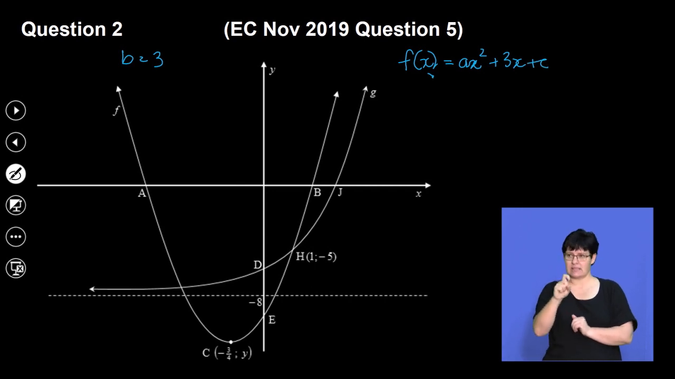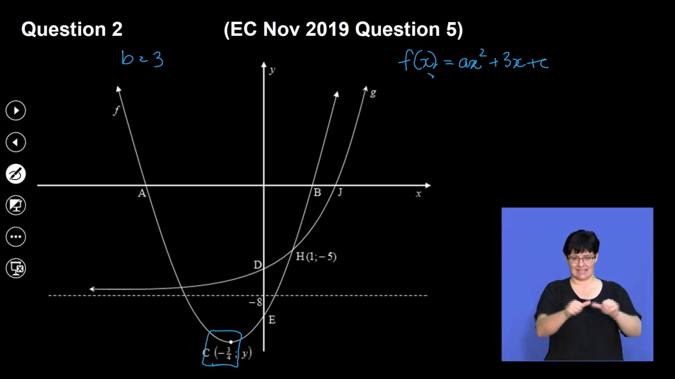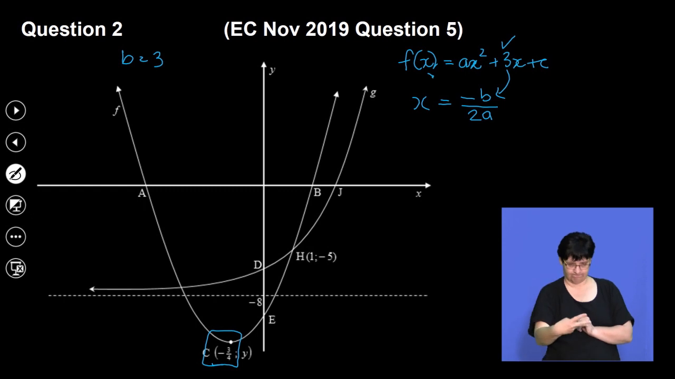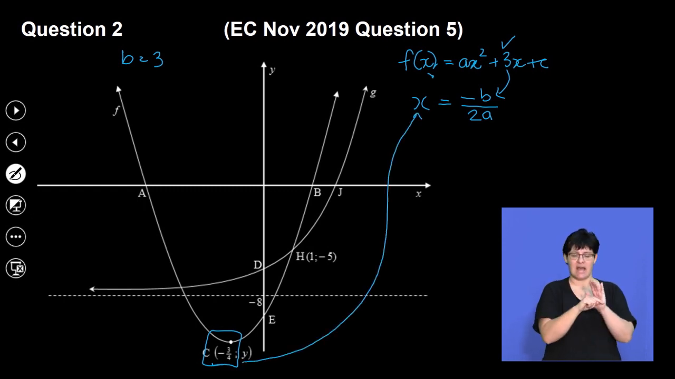So I'm getting there. I can now use the next thing that I know, which is the x-coordinate of the turning point, and that is always equal to minus b over 2a. I know that b is equal to 3 now, so I can sub that into there, and of course I can sub the -3/4 into there, and I can use that to solve for a.